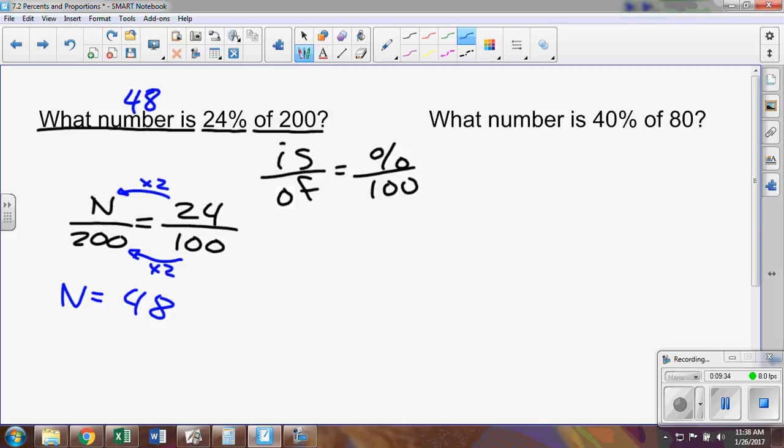So it's just like the other one, just backwards. Yes. In terms of the structure, because we're setting up a proportion, the only thing that's different is how we set it up.